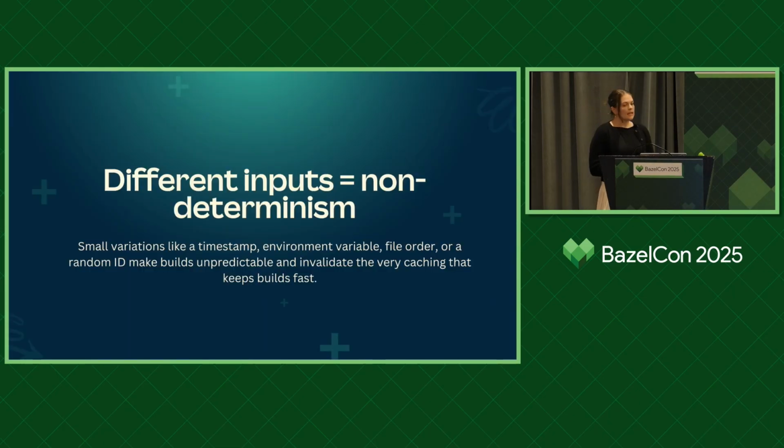When we don't, it is a sign that something subtle has changed. Maybe an environment variable, a timestamp, or even a flag. The problem is Bazel's caching depends on determinism. It assumes that the same inputs always produce the same outputs. So when that assumption breaks, caching breaks too. And we start seeing unnecessary rebuilds.